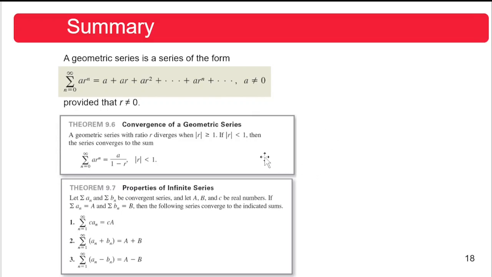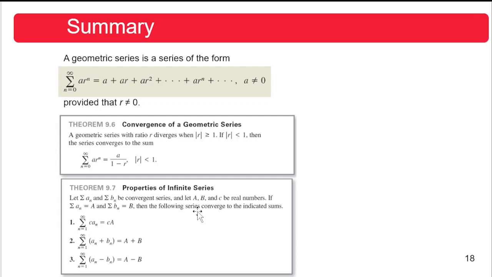And to determine whether the given geometric series converges, we have to check whether the absolute value of R is less than 1. If it is less than 1, then the series converges to the sum A over 1 minus R. Otherwise, the series diverges.